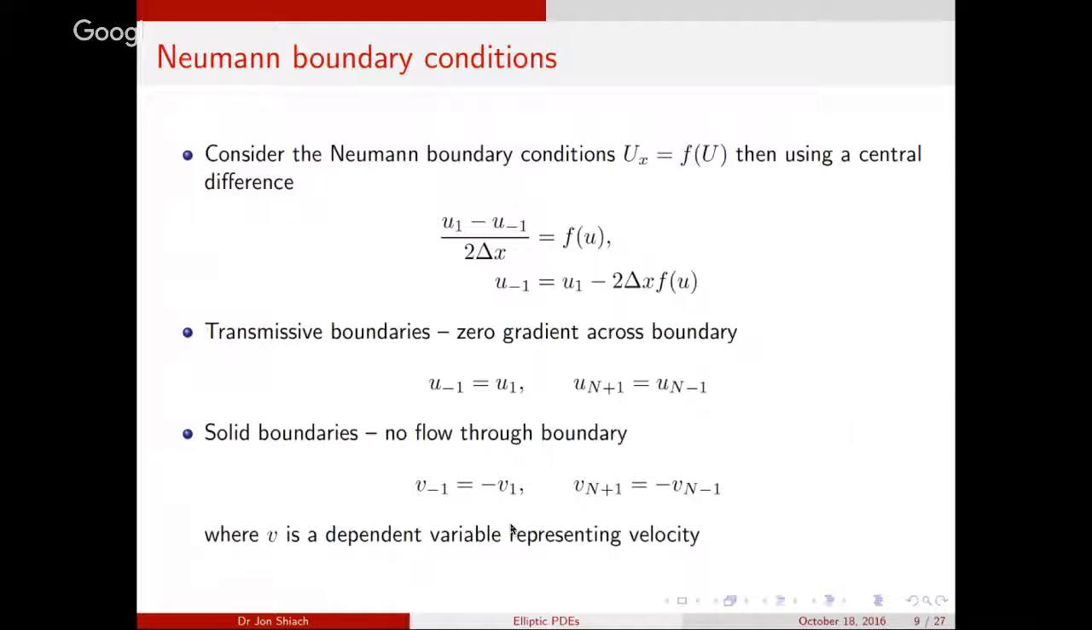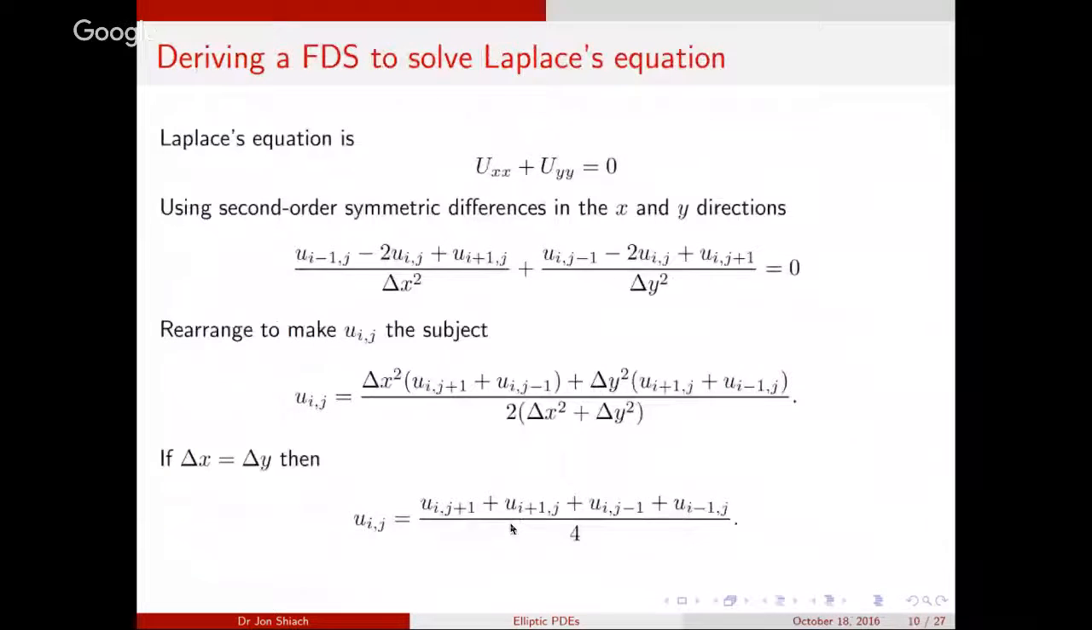Okay, so don't really worry about Neumann boundary conditions for now. We're just going to be looking at Dirichlet ones. Right, so we've discretized our domain. In this case, we're going to look at 2D because we've got a 2D PDE.